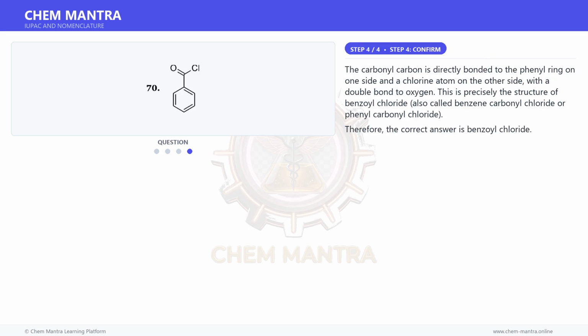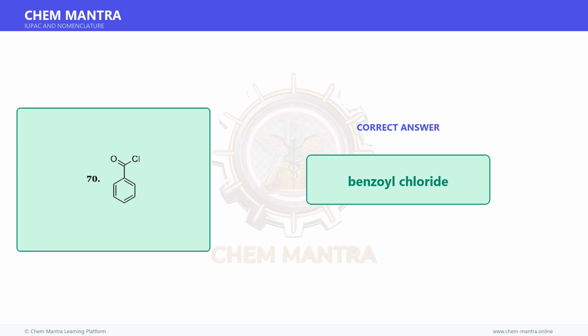And for the final step, the carbonyl carbon is directly bonded to the phenyl ring on one side and a chlorine atom on the other side, with a double bond to oxygen. This is precisely the structure of benzoyl chloride, also called benzene carbonyl chloride or phenyl carbonyl chloride. Therefore, the correct answer is benzoyl chloride. The correct answer is shown on screen.